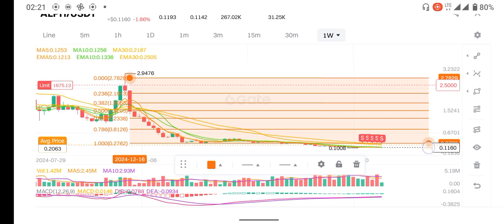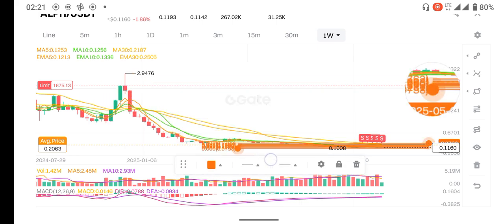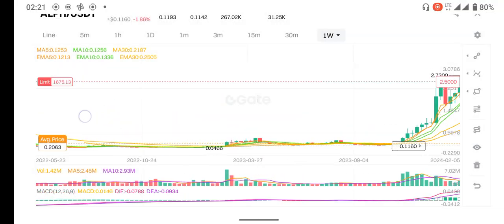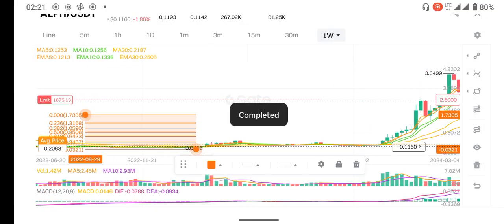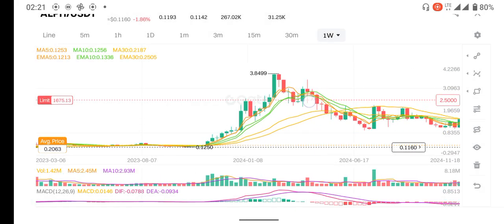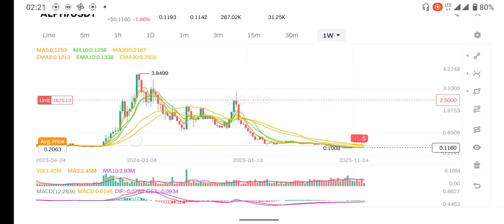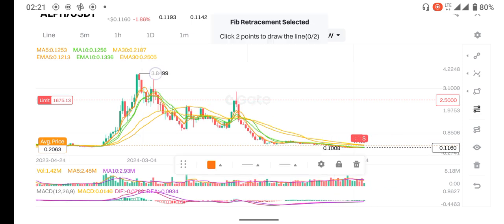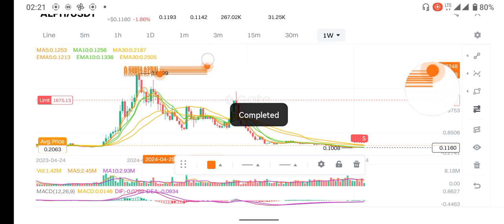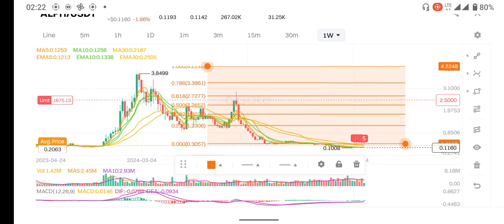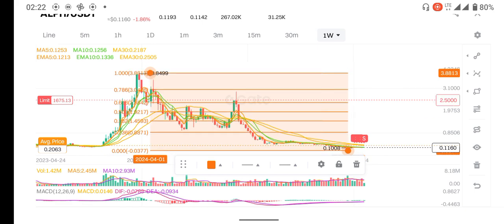Looking at the Fibonacci retracement, sorry, let me draw it in the other fashion. Okay, so here, first of all, you have to pick your critical point. Our all-time high was 3.849. So let's just take a fib. We'll place one point there, and we'll place another point here. So we've successfully drawn our fib.